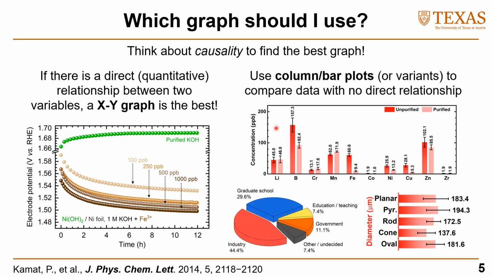So just think about causality. If there's a direct relationship, use XY graphs. If not, if there's no relationship, use a column or bar plot. Okay, these are the two main groups of graphs that you can find out there.